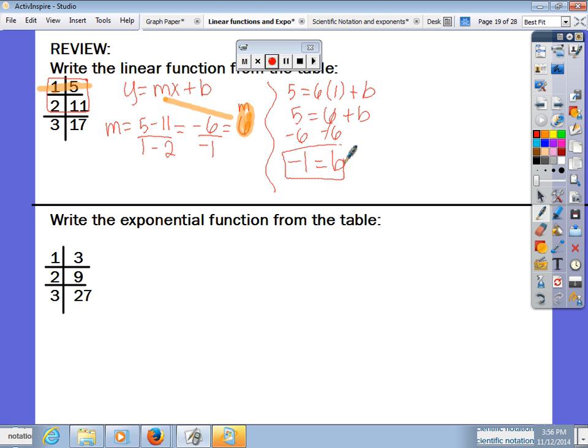Now that we have b, and now that we have m, I can go ahead and write my final equation, which is y equals mx plus b. But plus b, this is going to be -1.